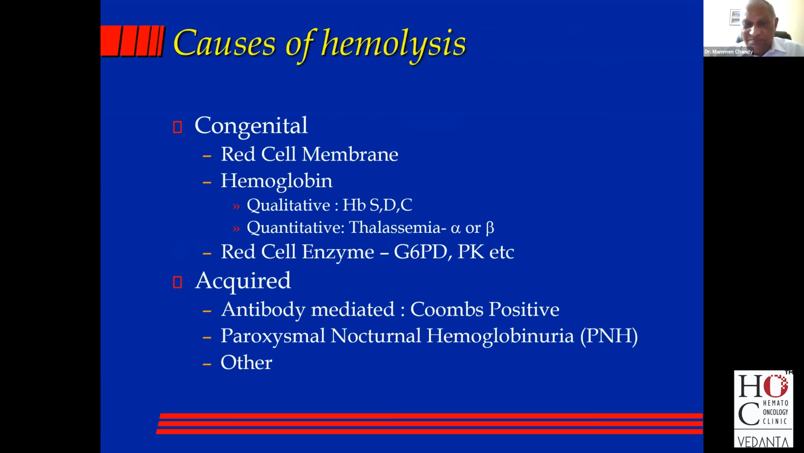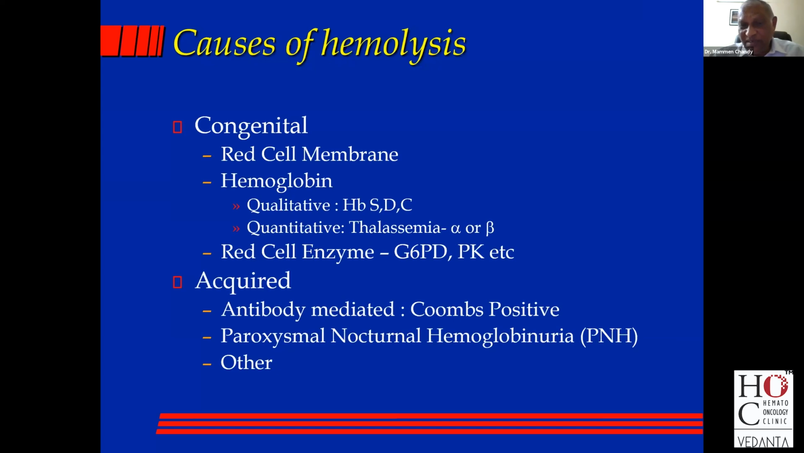Actually, hematology is a very simple discipline, right? There are only two causes, congenital and acquired. Among the congenital causes, there are only three. One is a problem with the red cell membrane. Two is a problem with hemoglobin, which can be either qualitative or quantitative. And three is a red cell enzyme problem, right? Red cell membrane, spherocytosis. Qualitative hemoglobin problem, sickle cell disease.